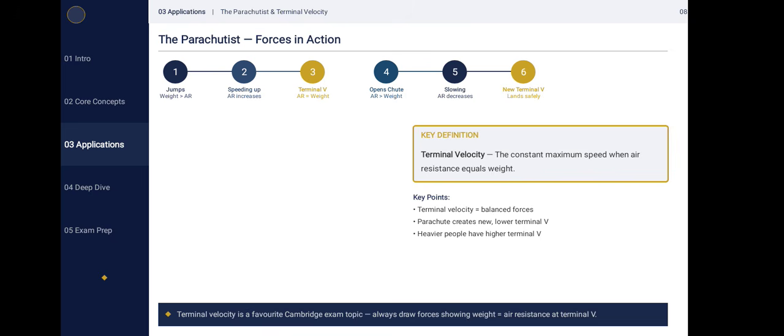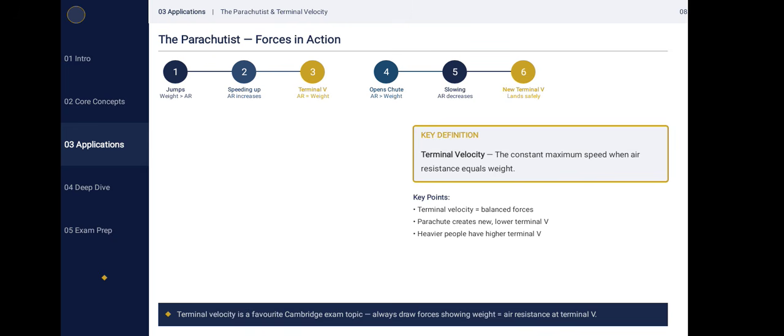A parachute creates a new lower terminal velocity and heavier objects have higher terminal velocity. Got it? So what is terminal velocity? It's a constant maximum speed when air resistance equals its weight. Clear? Now, what does the parachutist actually do during the jump?